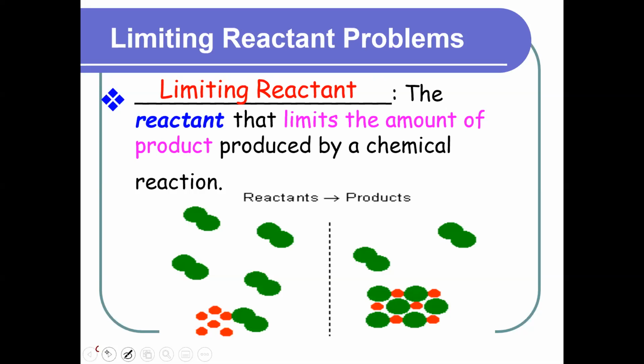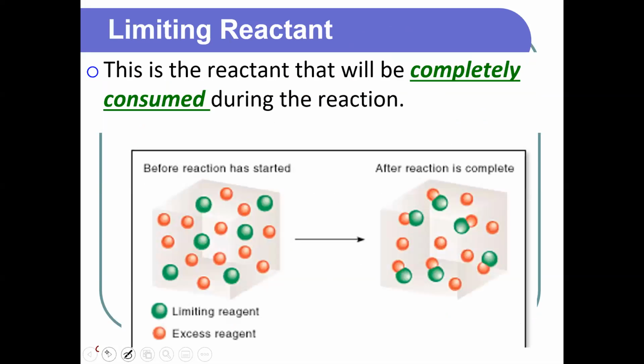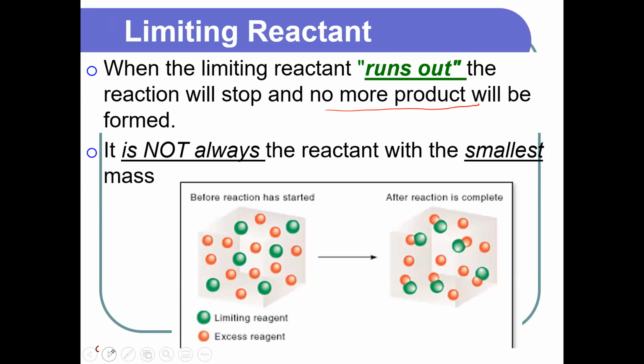The reactant that limits the amount of product being produced in the chemical reaction. If the limiting reactant runs out, the reaction will stop and no more product will be formed.